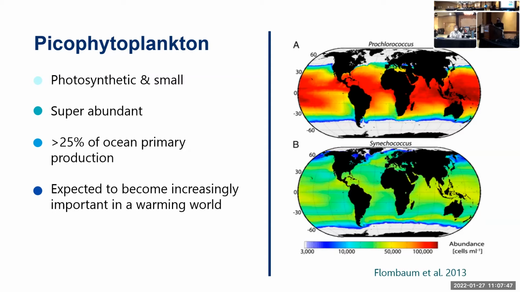You can see the distribution on the right. So it's very abundant all over the world, concentrations of tens of thousands of cells per milliliter. And so this group is contributing greatly to global primary production. We're also expecting the Picophytoplankton to make up a larger component of the phytoplankton community as the climate changes. So we're really interested in the role that these organisms play in their ecosystem and how that might change over time and with changing environmental conditions.